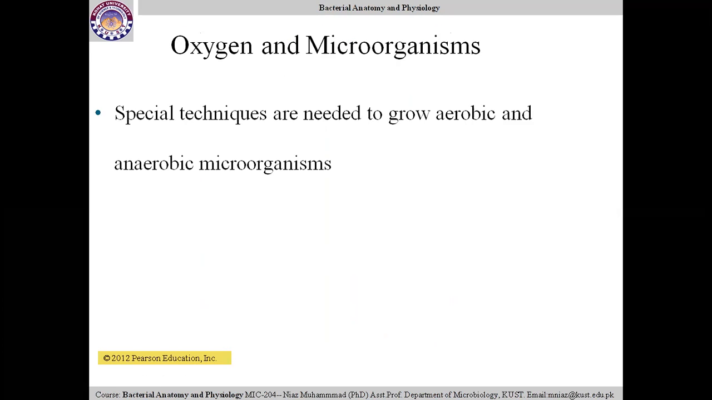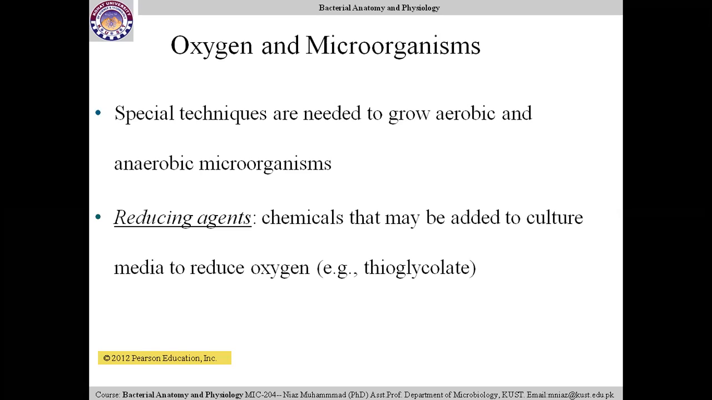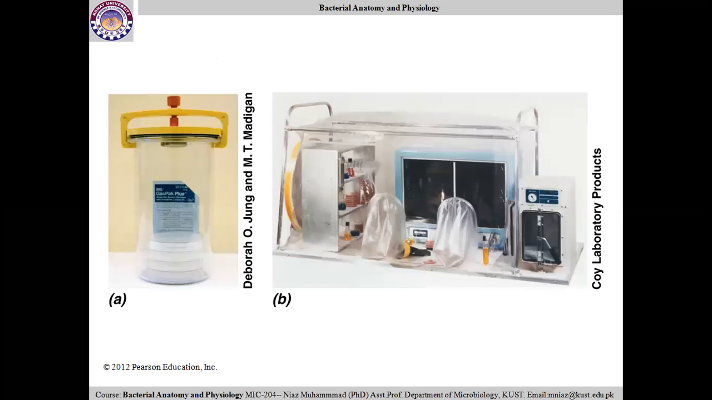Special techniques are needed to grow anaerobic microorganisms. Reducing agents are chemicals that may be added to culture media to reduce oxygen. Suppose thioglycolate. Thioglycolate is a reagent which can be used in different media where it will reduce the oxygen concentration and anaerobic microorganisms will grow over there. Such types of techniques we can also use. It will grow here or it will grow here.